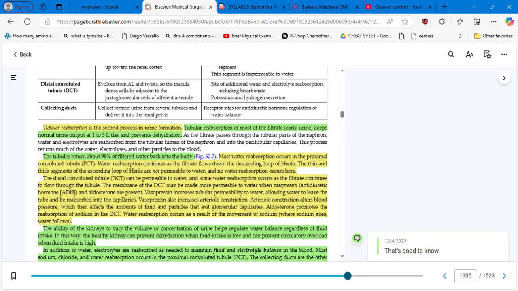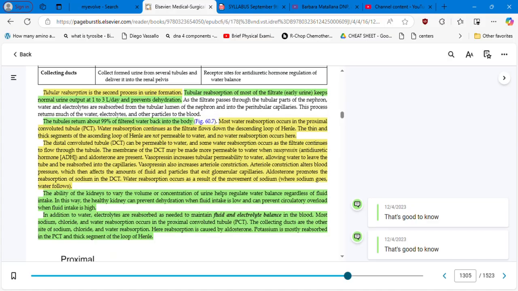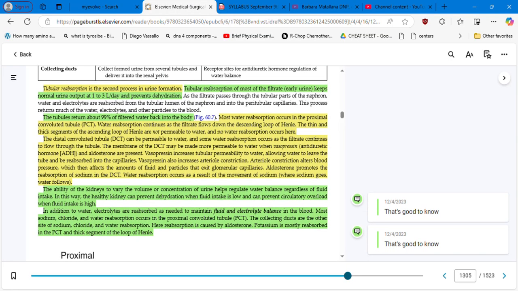Tubular reabsorption of most of the filtrate, early urine, keeps normal urine output at 1 to 3 liters per day and prevents dehydration. So when you see patients urinating more frequently and losing a lot of urine, something is probably wrong in this stage. Now, the tubules return about 99% of filtered water back into the body. That's why it's so important.